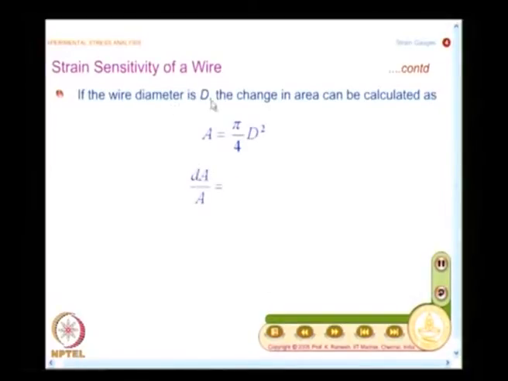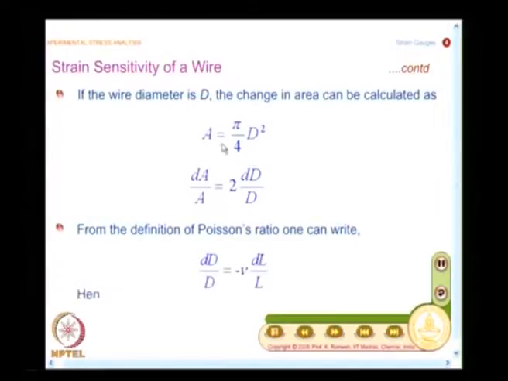Suppose I take a wire of diameter d, I have area of cross section given as pi by 4 d square. Then I can simply write dA by A as 2 dd divided by d, and from the definition of Poisson's ratio one can write dd by d equal to minus nu times dL by L. So, I can write dA by A as minus 2 nu times dL by L. See, this is the very basic development of the equations.